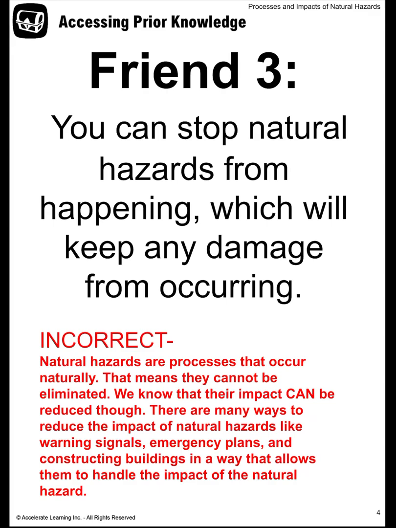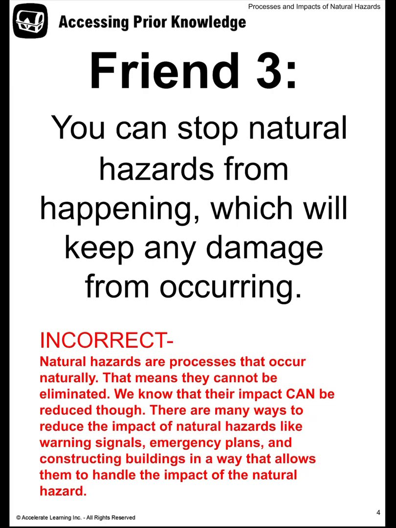They had said you can stop a natural hazard from happening, which will keep any damage from occurring. This is wrong. It's wrong because natural hazards are processes that occur naturally. They happen in nature. People don't control natural hazards. That means they can't be eliminated. They can't be stopped completely. We know that their impact can be reduced though, meaning they don't have to be as destructive as they can be.